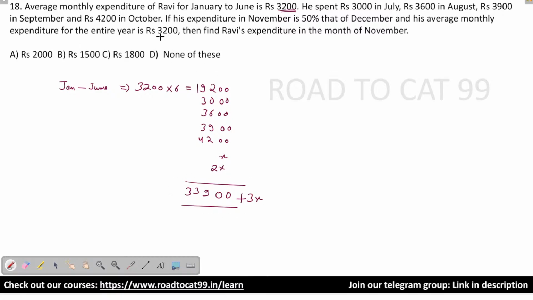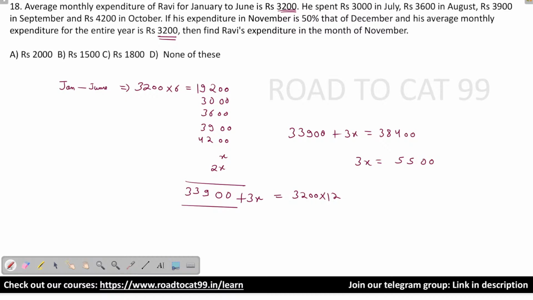And average expenditure for the year is 3,200, so what will the total expenditure for the year be? 3,200 into 12. So can I say 33900 plus 3x is equal to 38400. So the value of 3x is equal to 5500. Is this correct?